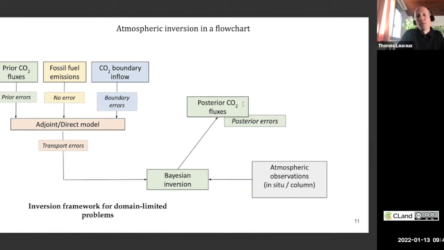At the end, the optimal solution, we call that posterior, you could call that optimal or inverse CO2 fluxes. So that's nothing else than the best combination of what you have observed in the atmosphere and what you have assumed in your model initially.